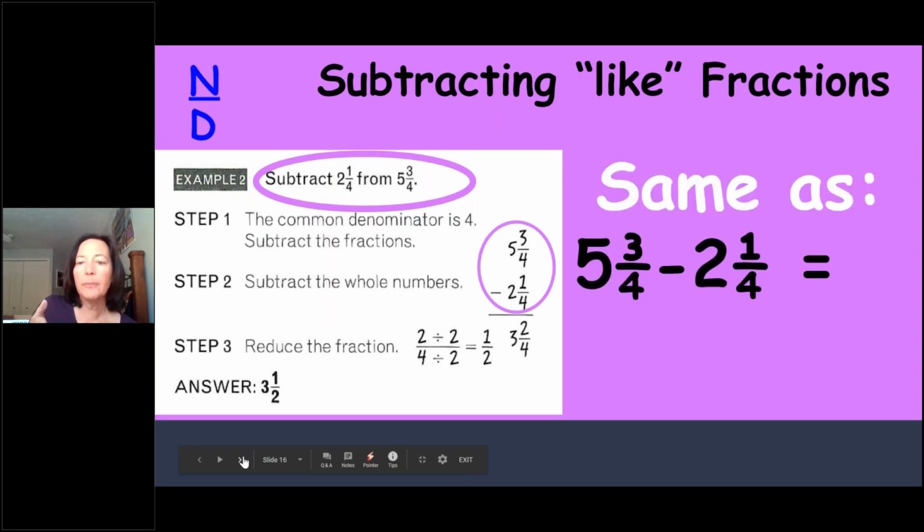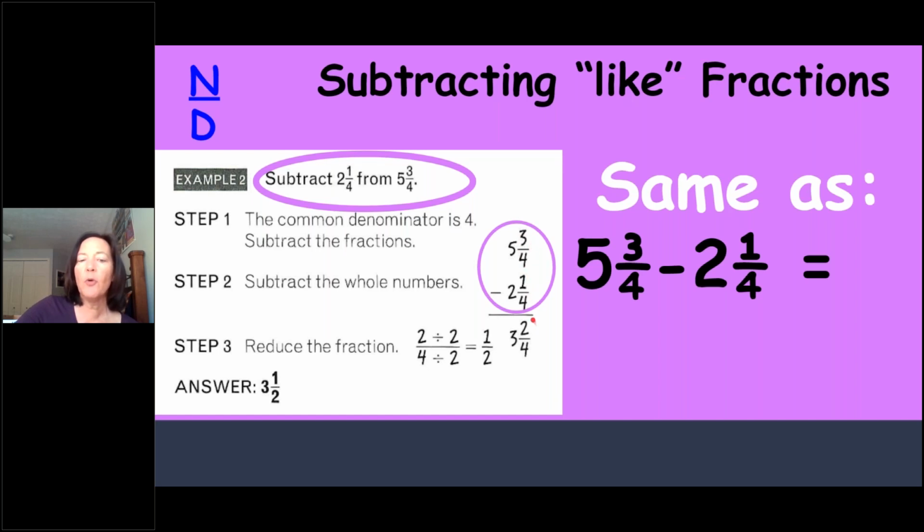It's the same problem as 5 3/4 minus 2 1/4. Okay, so their first step, I'm going back to the purple circle. This is the way they wrote their problem. The denominator, or the bottom number of our fractions, are the same. So we are ready now to subtract the fractions.